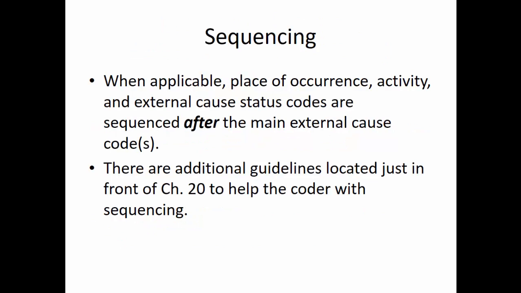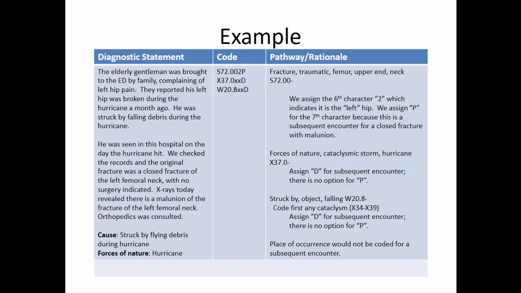When applicable, place of occurrence, activity, and external status codes are sequenced after the main external cause codes. There are many guidelines in Chapter 20 to help the coder with sequencing, so I would encourage you, if you ever find yourself in a situation where you've got all these external cause codes, immediately go to your guidelines and look for some guidance there as to how to sequence those.